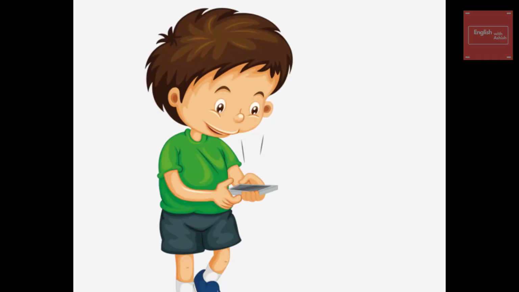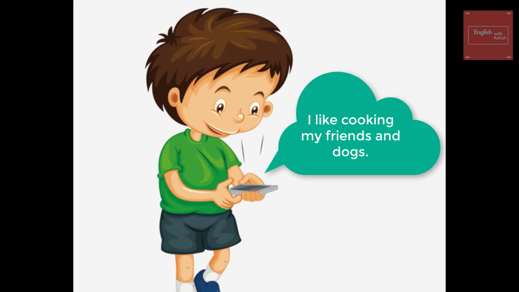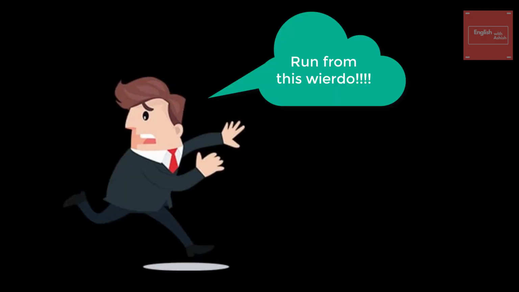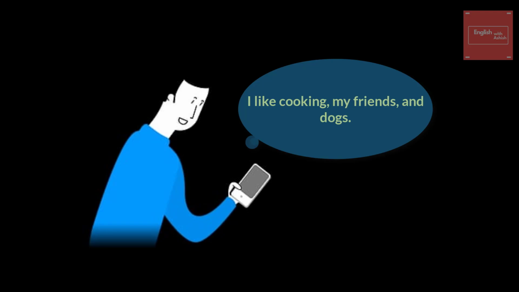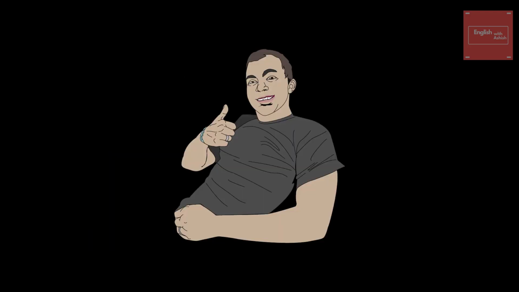What if you get a text like this from my side which says, I like cooking my friends and dogs? What are you gonna do? You're gonna block me as fast as you can and you're never gonna see me again. That's logical, I would do the same thing. But what if the text says, I like cooking, my friends, and dogs? I like three things: cooking, my friends, and dogs. Now you're probably gonna give me a thumbs up or a smiley and everything's cool.